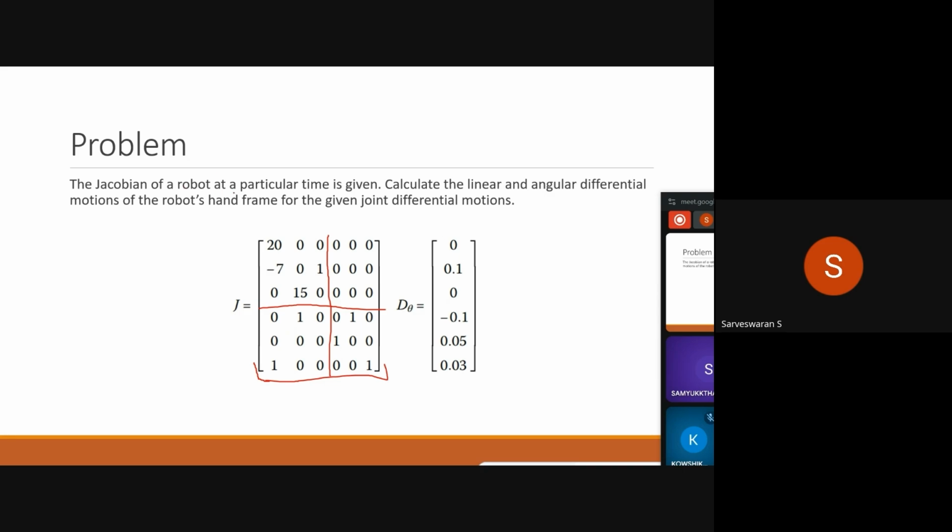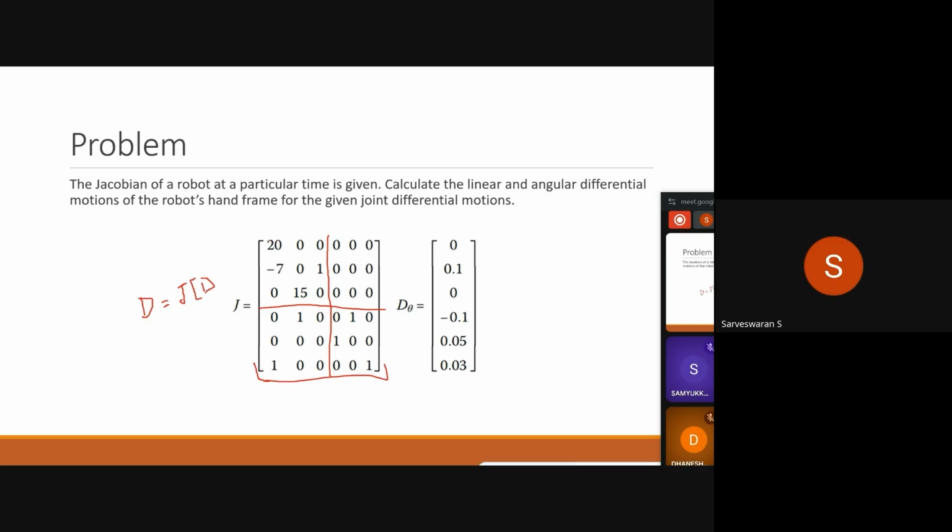So the Jacobian of a robot at a particular time is given. We have to calculate the linear and angular motions of the robot hand frame for the given differential motions. So you are provided with the joint velocities and the Jacobian, and you have to solve for the end effector velocities. You can take your notes and try to use this relation and solve this problem. I need to know what the answer is.